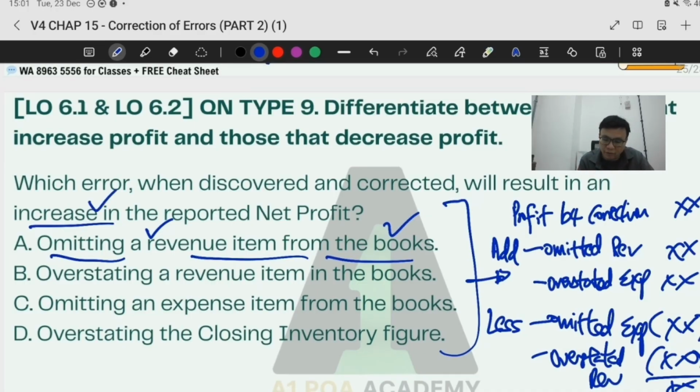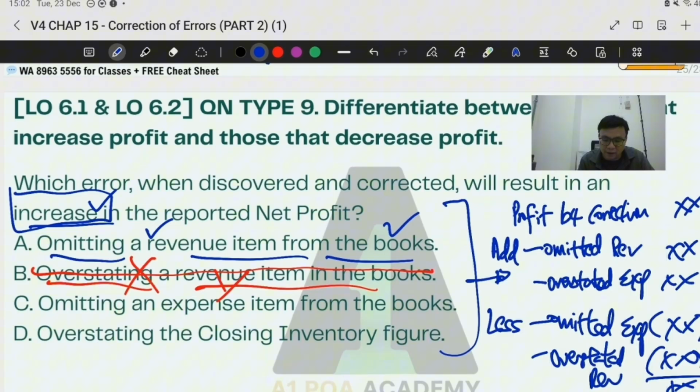B, overstating a revenue item. If you overstate revenue items in the book, right, you correct by lessing it off from the statement of financial performance, the overall net profit will reduce, and therefore this one is wrong, right? This one is wrong. Because as I said, it will reduce, it will not increase.